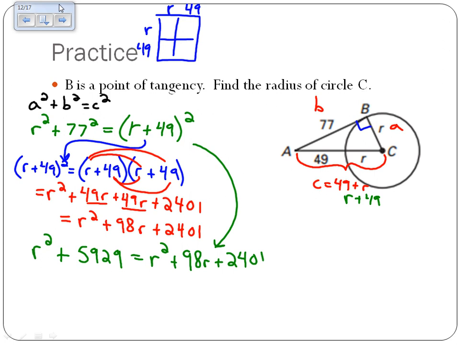Now, we're worried because there's this R squared in there, right? It's a little scary. If I subtract R squared from this side, I also have to subtract R squared from this side. What is R squared minus R squared? 0. What about over here? Oh, that looks a lot better, doesn't it? We get rid of both R squareds. And now, let's subtract 2401 from both sides.